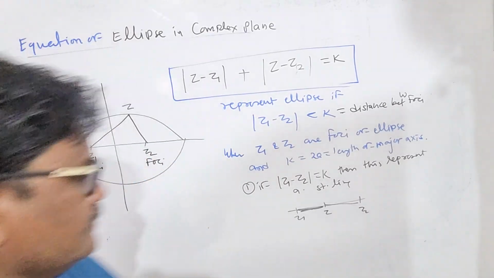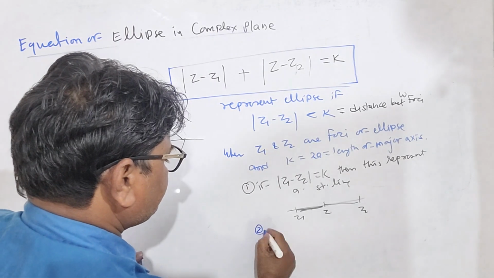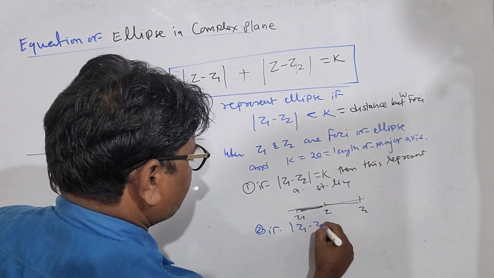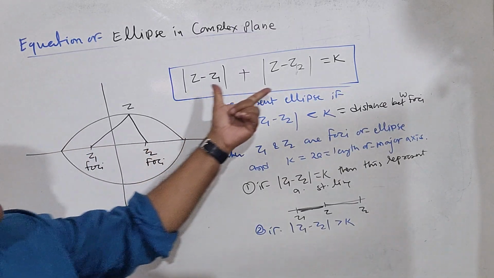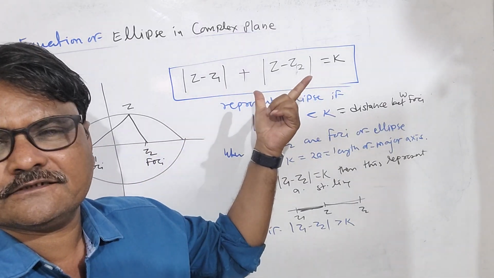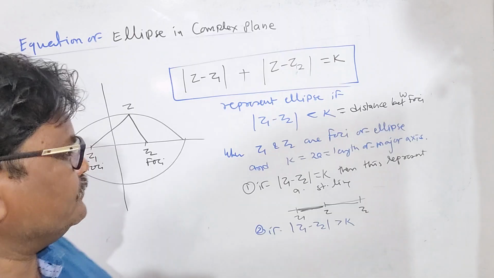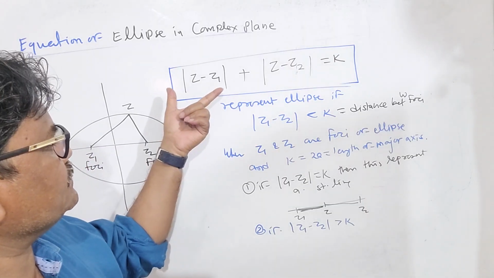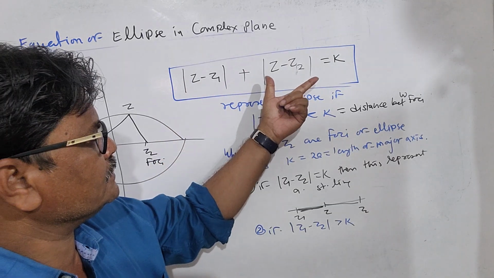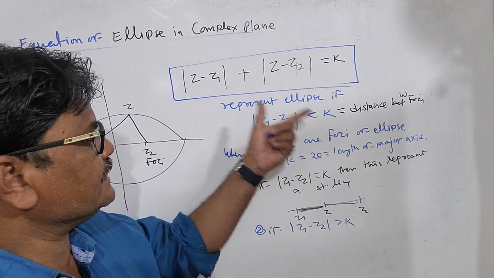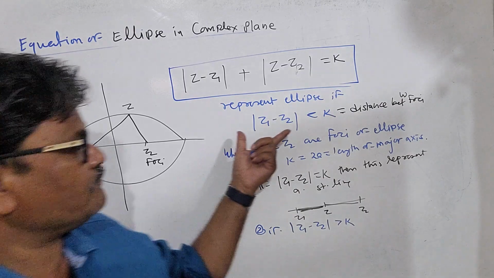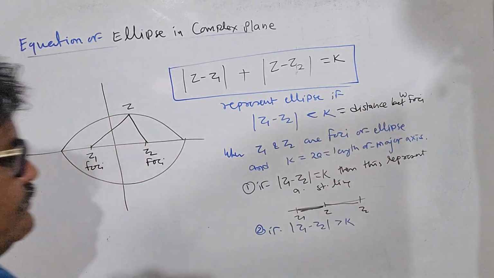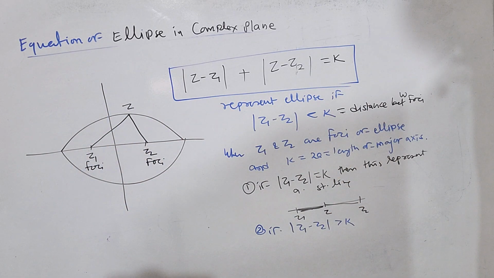And second condition, if modulus of z1 minus z2 is greater than k, then what does this represent? Then this represents no locus, nothing. Okay, so this condition, modulus of z minus z1 plus modulus of z minus z2 equal to k, represents an ellipse if modulus of z1 minus z2, the distance between the foci, is less than k. Okay, so let's do the problem on this.